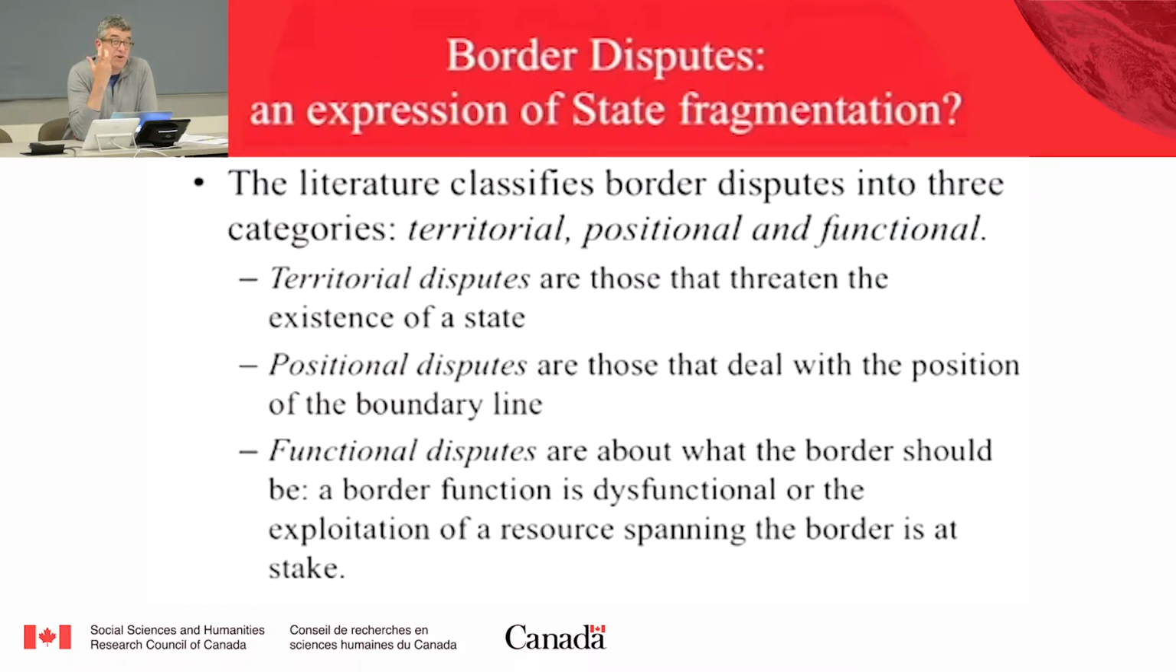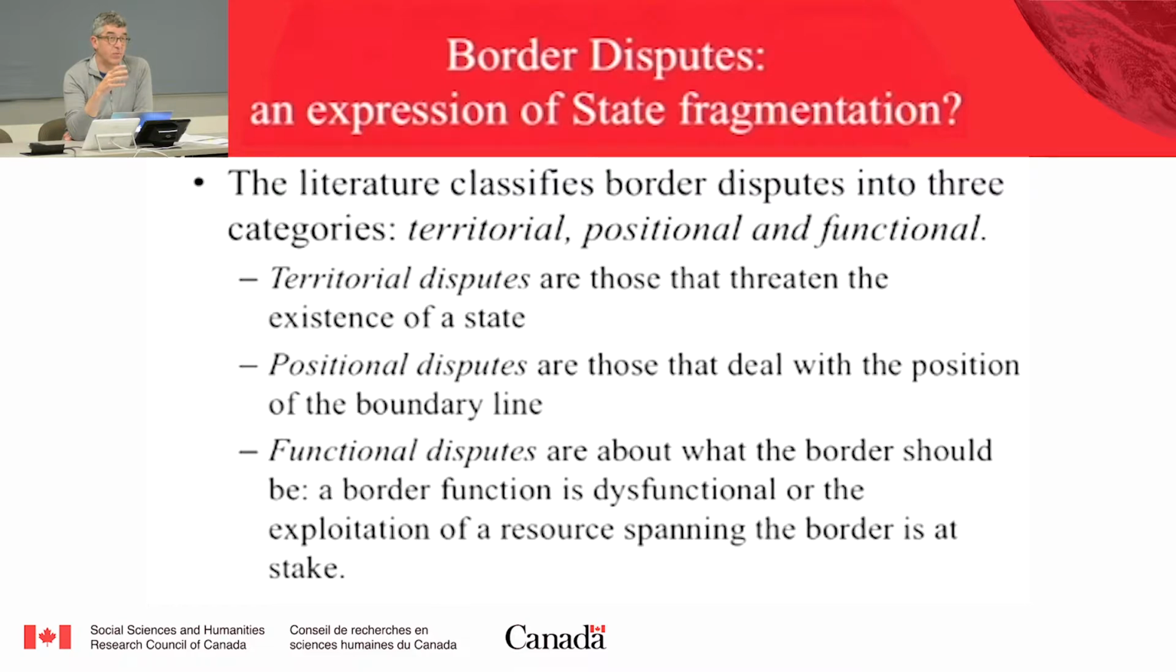So in the literature we have basically three types of border disputes. So a border dispute, what is it? It's basically when two or more members of the international community cannot agree as to where a boundary line is. And a boundary line is the line on the ground that separates two territories, or two spaces. And the categories are quite interesting because they emerge out of different understandings of the boundary line.